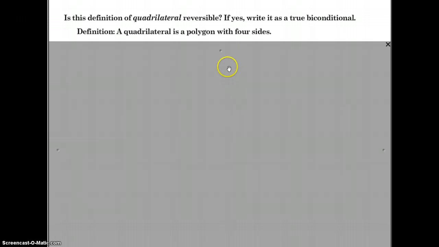Now let's talk about definitions. Definitions can be written as biconditional statements. Is this definition of a quadrilateral reversible? That means, can it be written as a conditional and can it be written as a converse? If both of those are true, then yes, it can be a true biconditional.